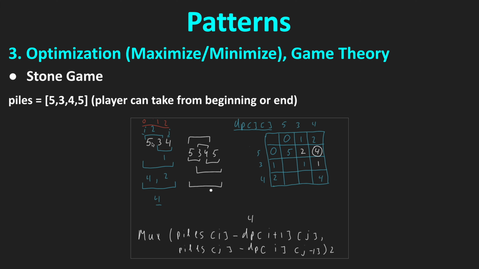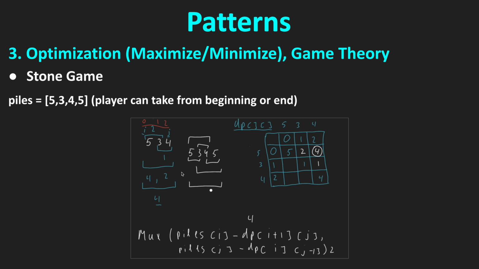How about if we have two stones? Let's say we have either 5, 3, or 3, 4. In this case, Alice starts first, so Alice takes 5 and Bob takes 3, so Alice wins. The difference is 2, so we add 2 here. For 3 and 4, again Alice starts first, takes 4, and Bob takes 3, so we have 1, and we add 1 here. So now we solved the subproblems with only one element and with two elements. Now we are solving the problem with three elements.